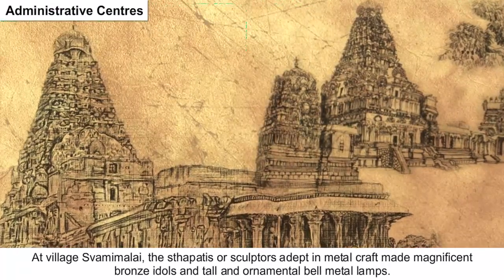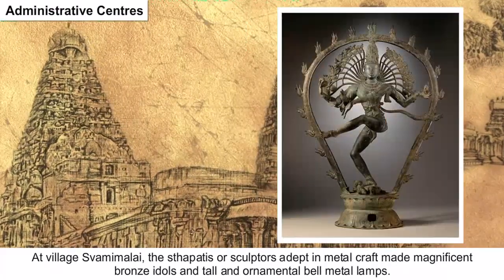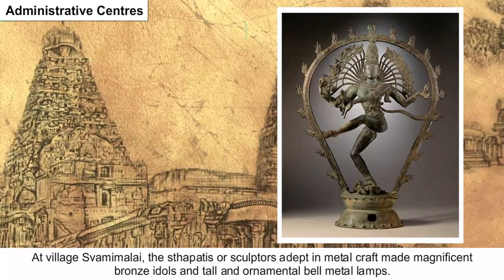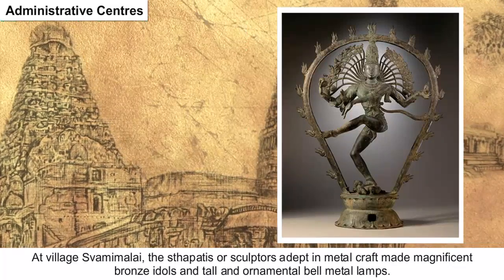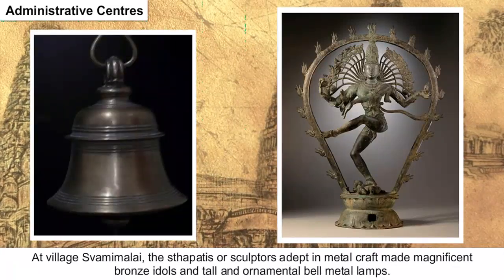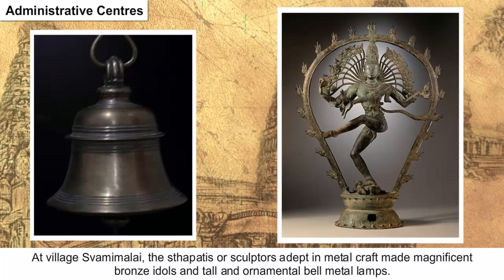At the village of Swami Malai, the sthapatis or sculptors, adept in metal craft, made magnificent bronze idols and tall and ornamental bell metal lamps.